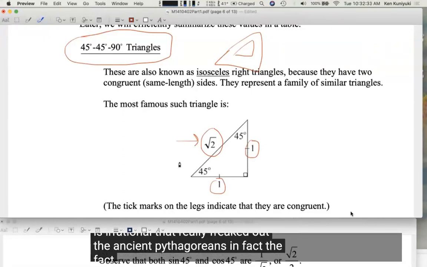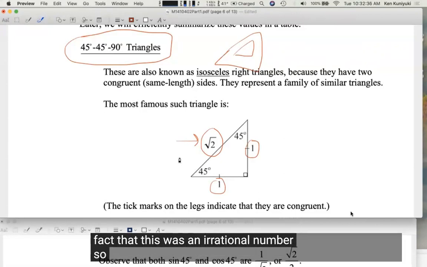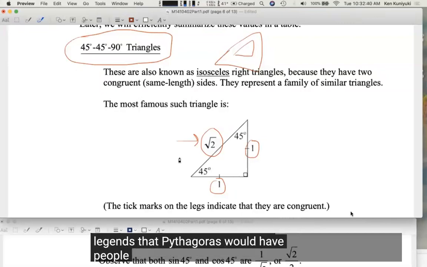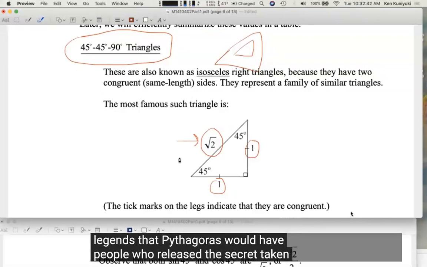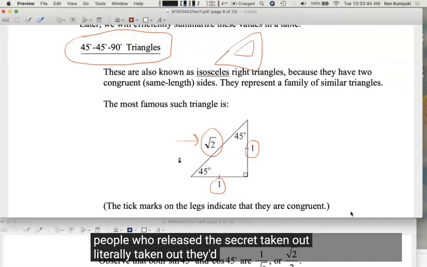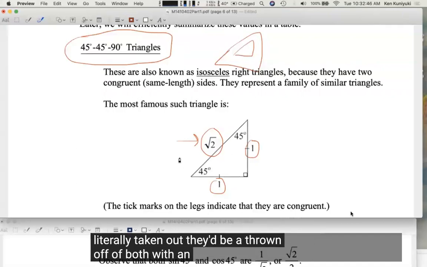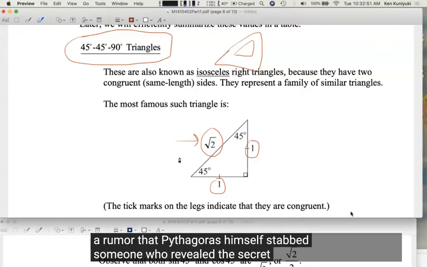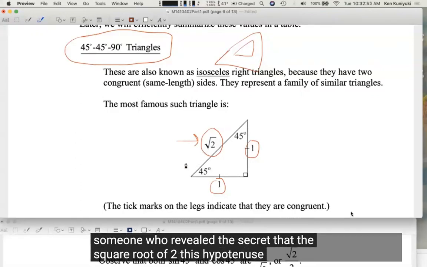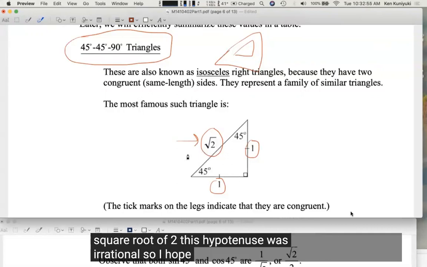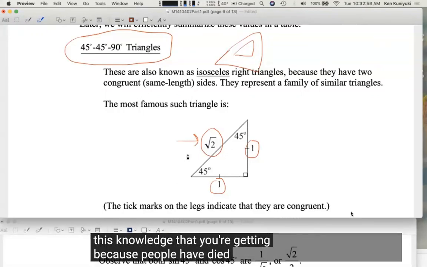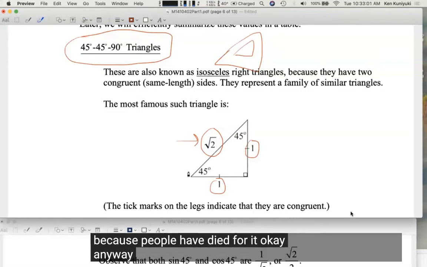In fact, that this was an irrational number so freaked them out that there are legends that Pythagoras would have people who released this secret taken out, literally taken out. They'd be thrown off of boats with an anchor. Or there was a rumor that Pythagoras himself stabbed someone who revealed the secret, that the square root of 2, this hypotenuse, was irrational. So I hope that you as students appreciate this knowledge that you're getting, because people have died for it. Okay, anyway, so here we have 1 meter, 1 meter.